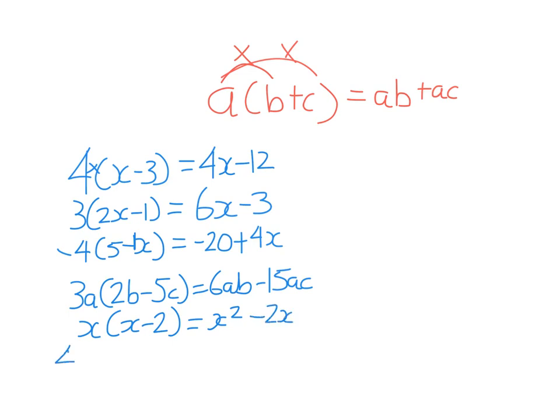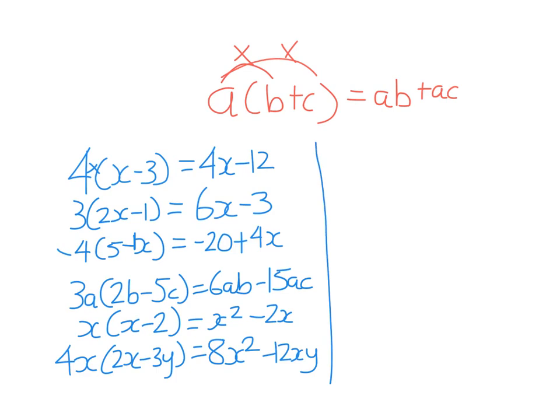So similarly, if I had something like 4x times 2x minus 3y, I go 4x times 2x. 4 times 2 is 8. X times x is x squared. Then I go 4x times negative 3y. So 4 times negative 3 is negative 12. And then I just write the xy.